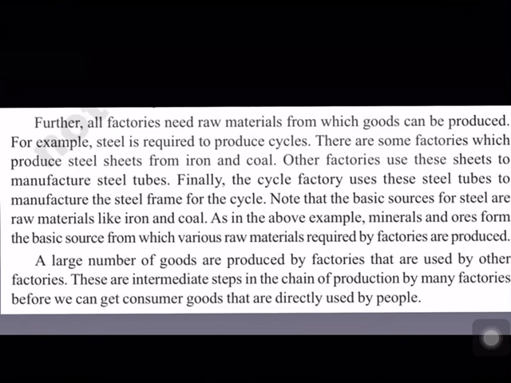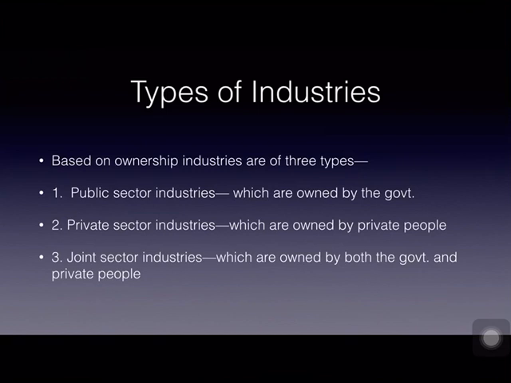And the factories that produce these goods are called intermediate goods industries. And some factories produce consumer goods that are used in our daily life, like soaps, pens, utensils, etc. Now, for more clarity, let us first have a look at the different types of industries based on different factors.